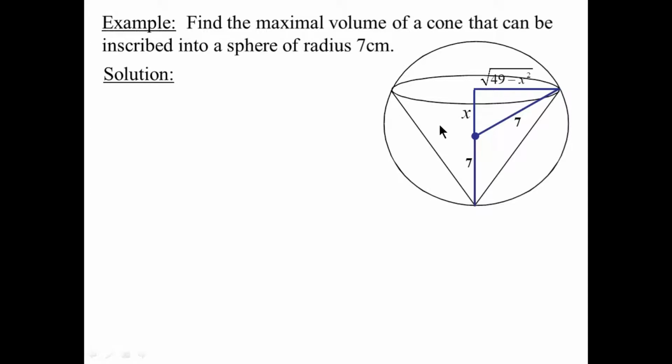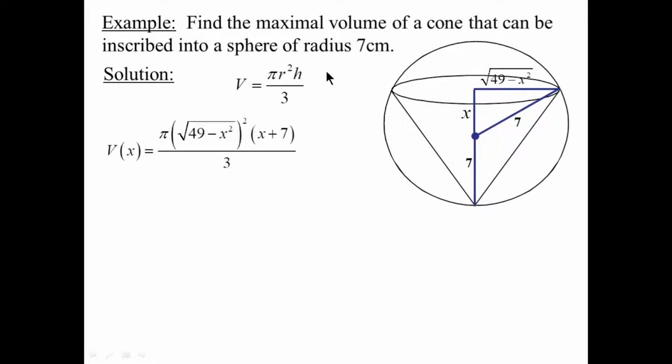Now, cones have a formula for their volume, pi r squared h over 3. For this particular one, h is x plus 7, and the radius is root 49 minus x squared. Plugging them into the volume of a general cone could look like this: pi r squared h over 3, where r is the square root of 49 minus x squared, and h is x plus 7. And with that done, the hard part is over. Now it's time to prime it, zero it, and solve it.